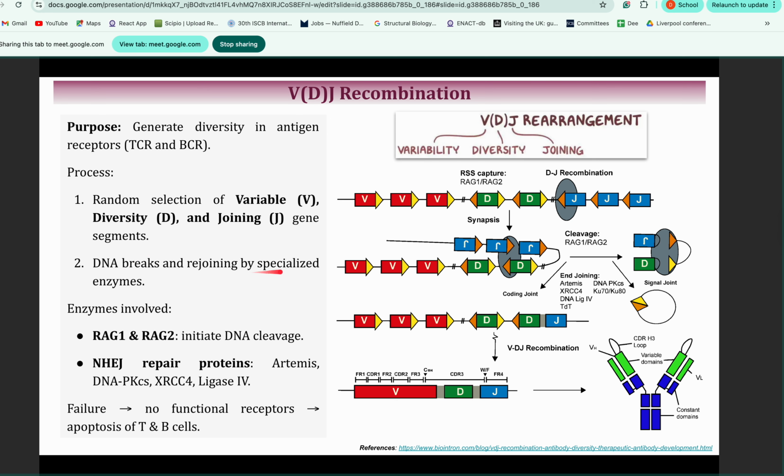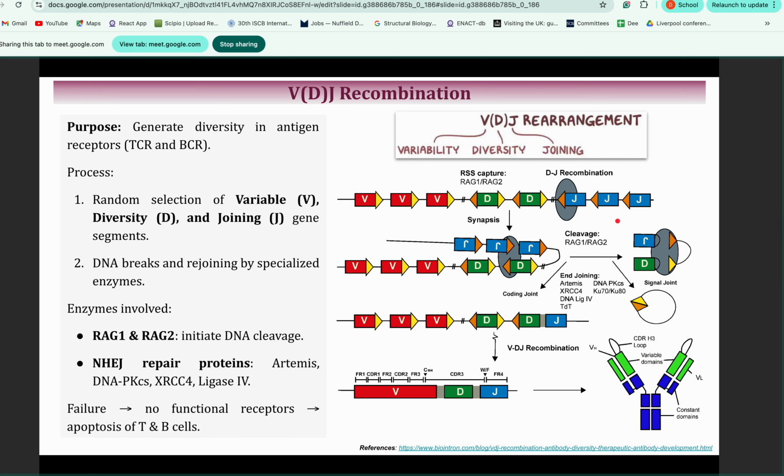So DNA breaks and is rejoined by specialized enzymes. Enzymes involved in this VDJ rearrangement are RAG1 and RAG2, which initiate the DNA cleavage, and then NHEJ repair proteins such as Artemis, DNA-PKcs, XRCC4 and ligase 4. If there is failure, then no functional receptors form, and apoptosis of T cells and B cells will take place.